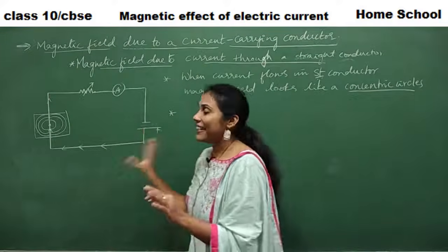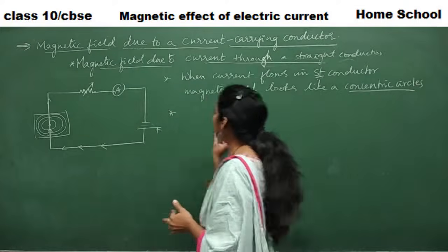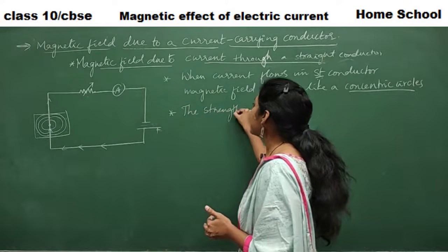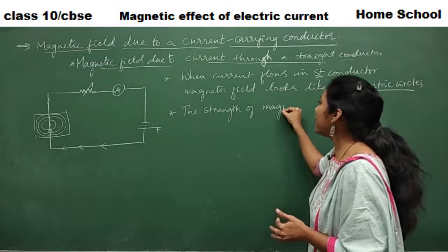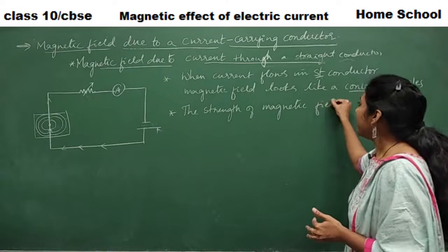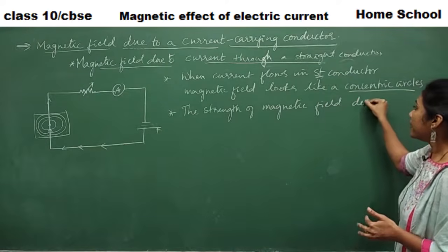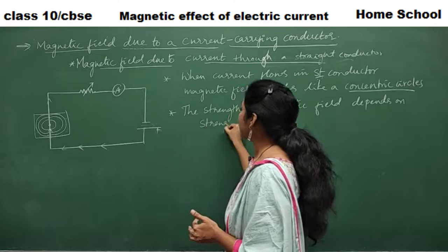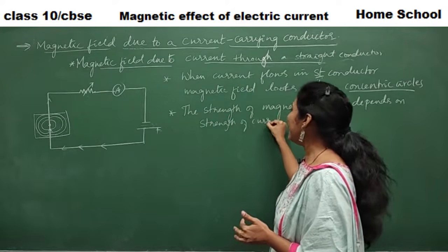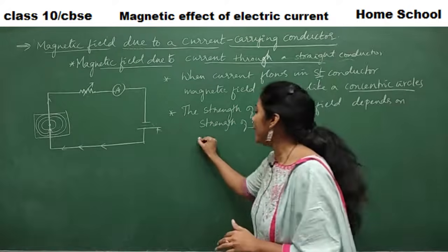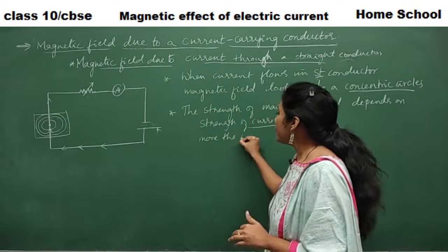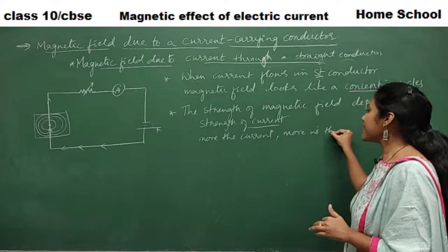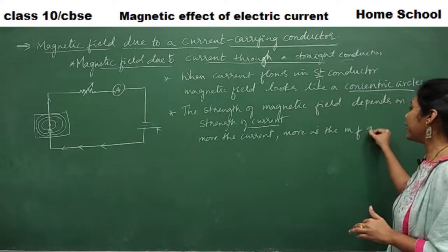Got to know? So this is another interesting and important point that you have to note down. These points are very important, guys. The strength of the magnetic field depends on the strength of the current. So what do you mean by this point? It's very simple. The more the current, the more the magnetic field generated.